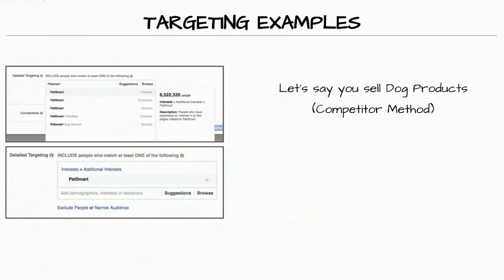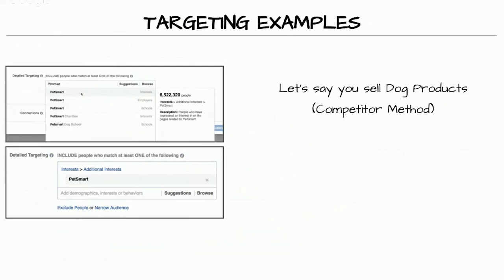So let's look at some targeting examples. Let's say you sell dog products. You use the competitor method, PetSmart. So there's 6.5 million people that like PetSmart. And under detailed targeting in your Power Editor or in your ad set, which is your audience level, the second level in your Power Editor, you would select interests PetSmart.